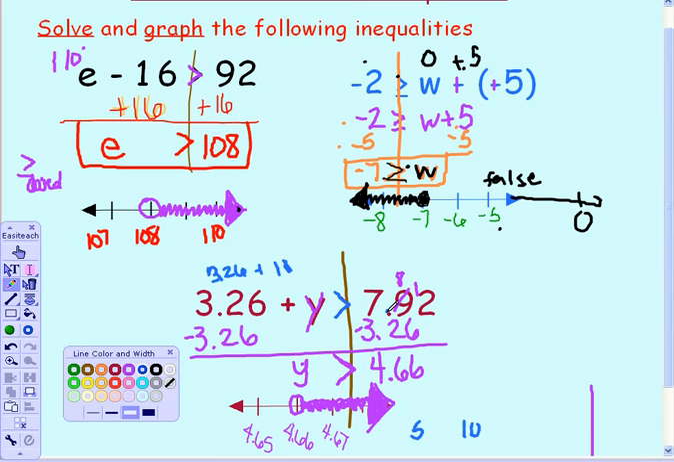So this has been adding and subtracting inequalities and finding those solutions. Again, you can watch this over and over if you want. Ask your teacher if you have any questions.